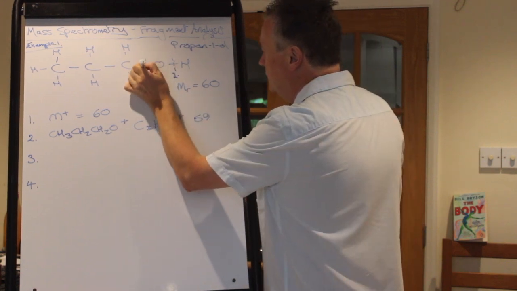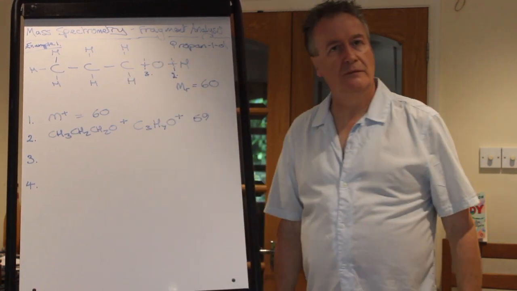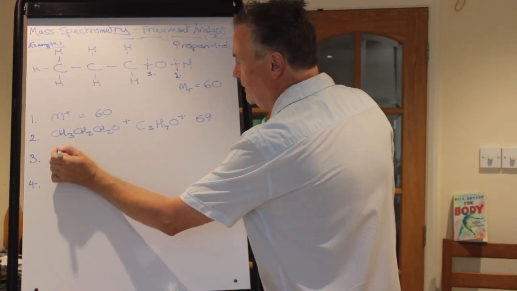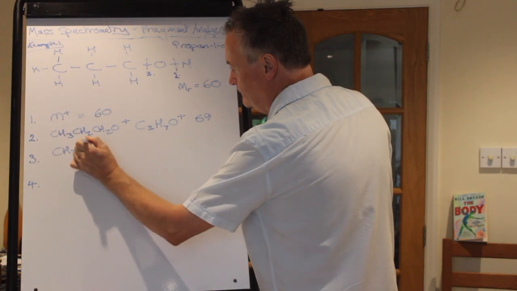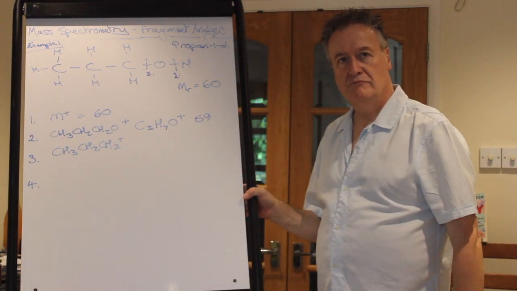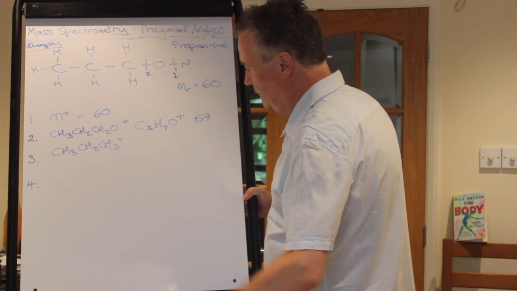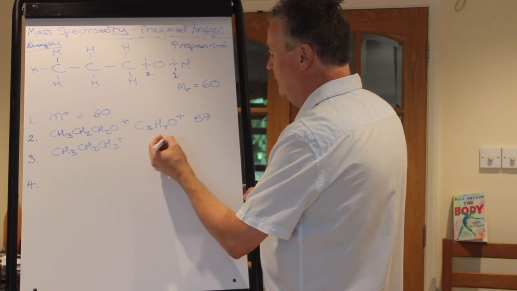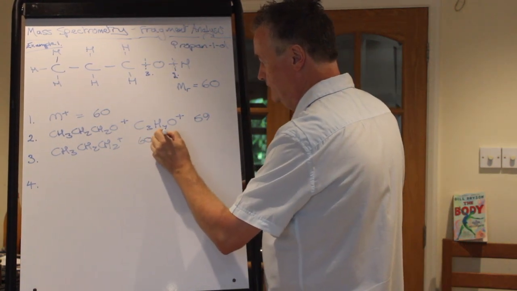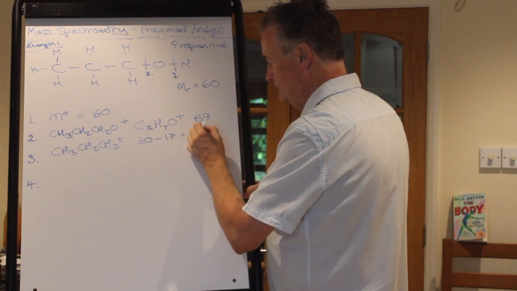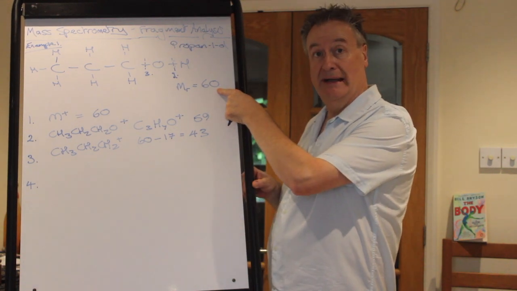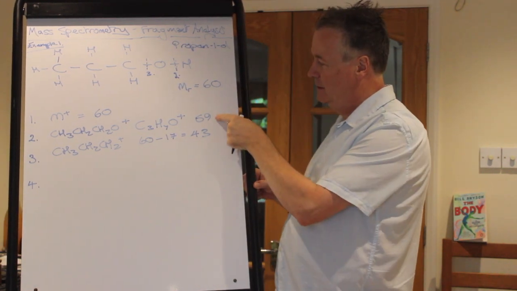You can then chop it there, removing the OH. Now that leaves you with a propyl group, but as a positive ion, CH3, CH2, CH2 plus. So what you've now lost is O and H. O and H add up to 17. So you're 43. So you will detect a vertical line at 60, at 59.